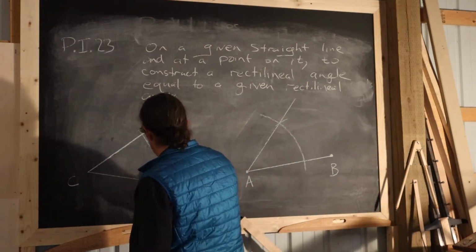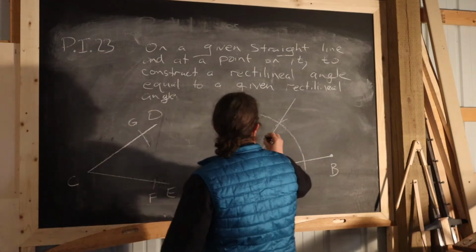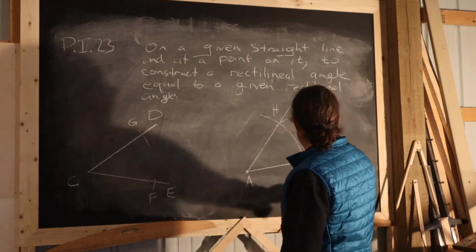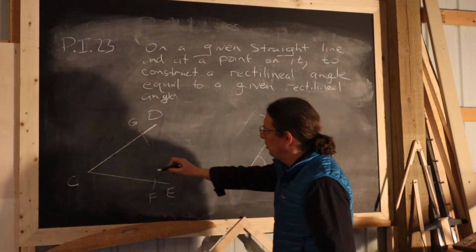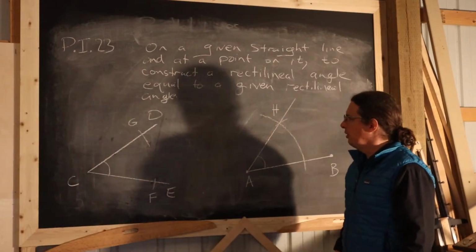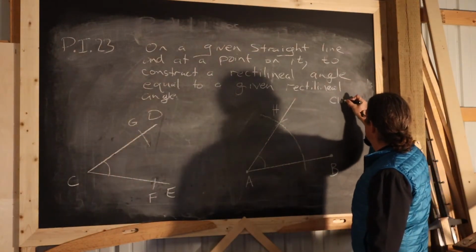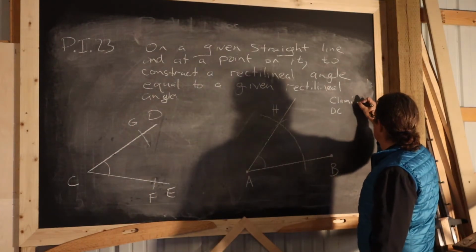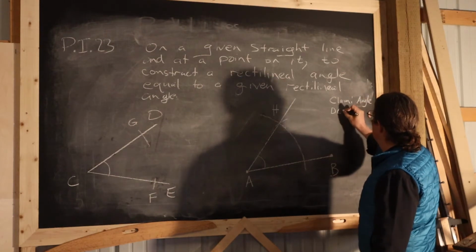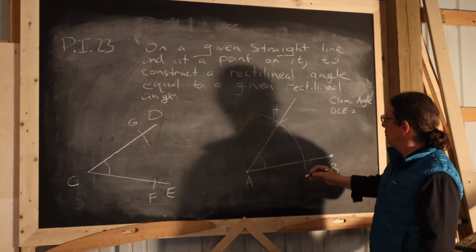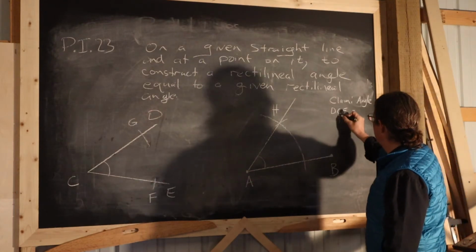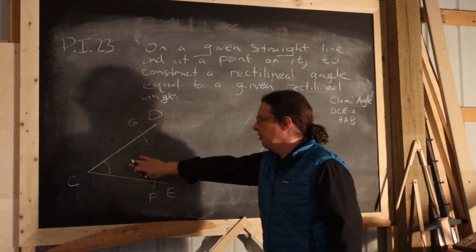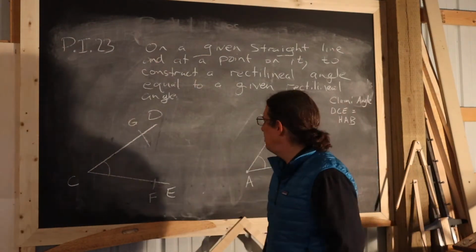We'll label some of these other intersections that way. Now my claim is that this angle is going to be equal to that angle. So angle DCE equals HAB. In other words, I'm claiming that I've copied my original angle over to here. So why would that be true?